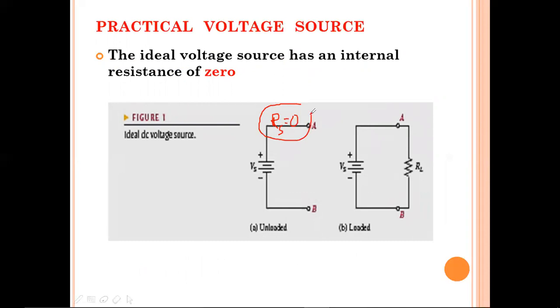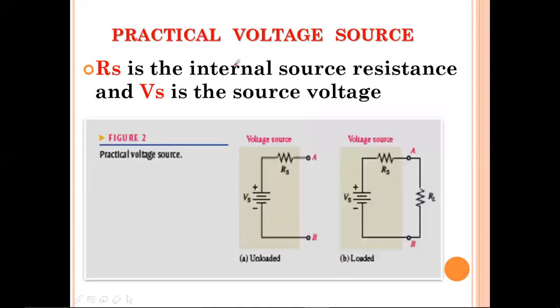This is not possible in a practical voltage source; that is why it is named ideal. This is for loaded and this is for unloaded. The internal resistance does not vary with changing load. You should remember that point, and this 0 also. Let me move to the next slide. You already know these slides, which is why I'm moving very fast.